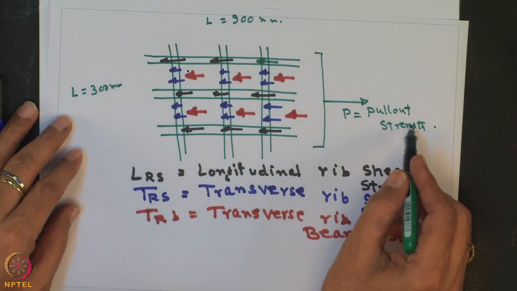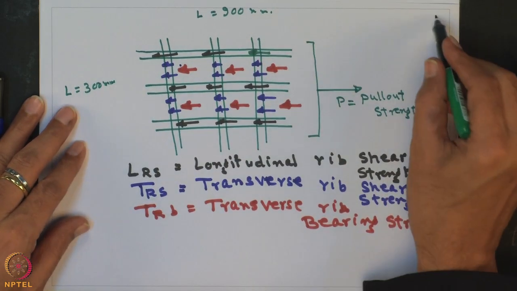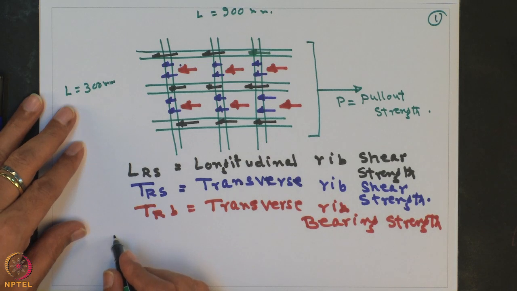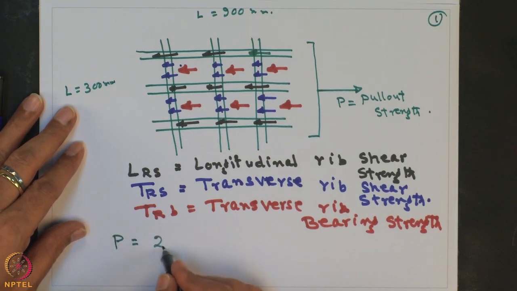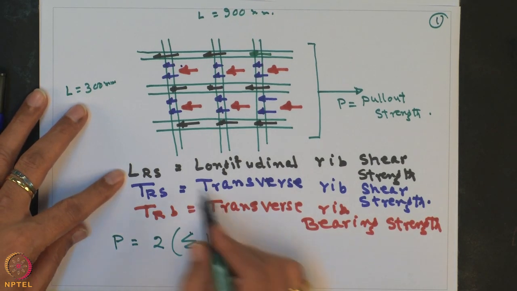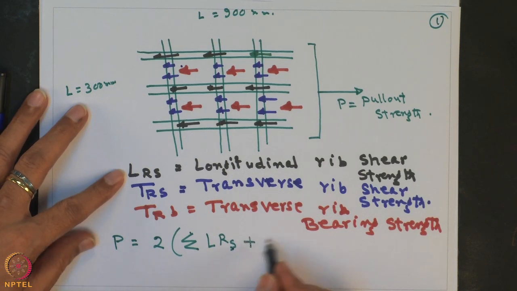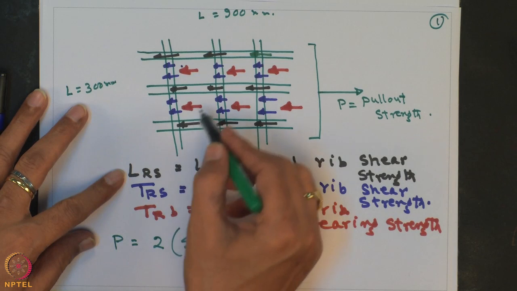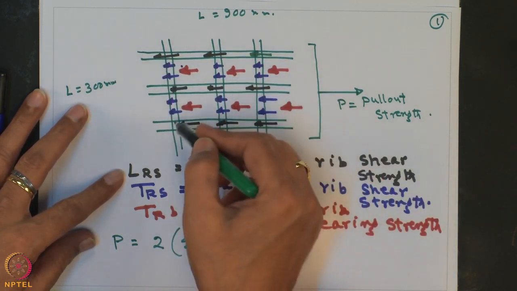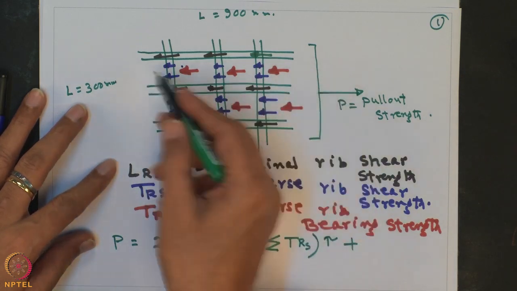So for the pullout strength or anchorage pullout strength, we can write that P is equal to 2 of summation of LRS, longitudinal rib shear strength, top and bottom, so 2 of summation of LRS plus summation of T of RS, that means the transverse rib, top and bottom, T of RS, this into tau. So this is for the longitudinal and the transverse rib.